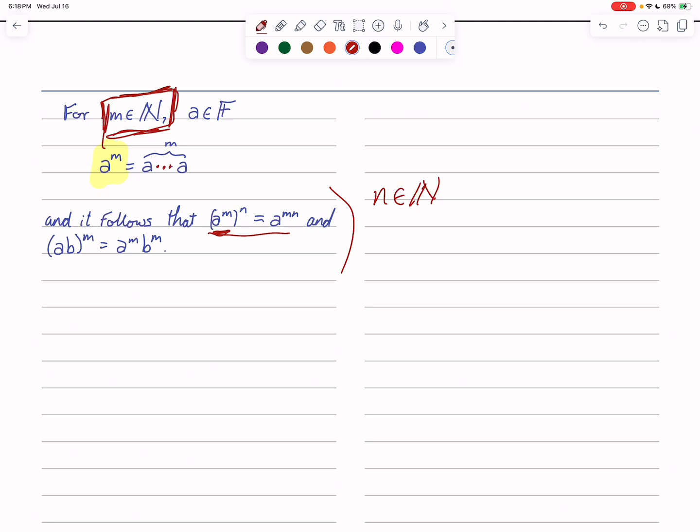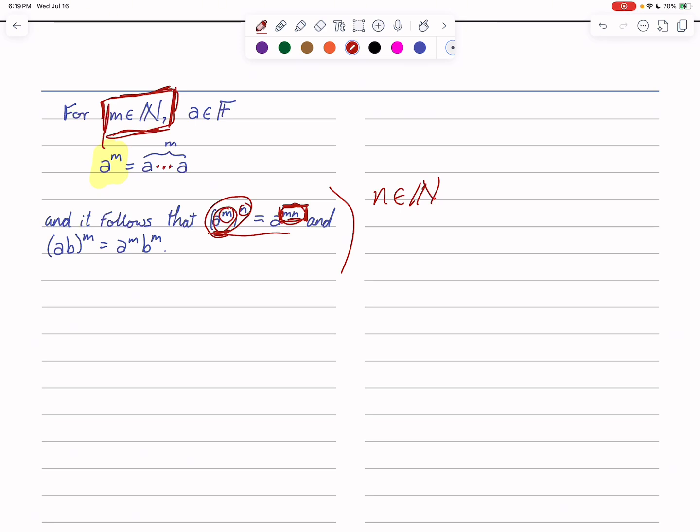This is just a counting argument. A to the M just means M copies of A. If we then take N copies of those M copies, how many A's do you have altogether? M times N. It's a fundamental counting principle: if you have N bags, each containing M apples, how many apples do you have? M times N. Especially because these are the natural numbers, we're not talking about negative exponents, and that's a really simple argument.